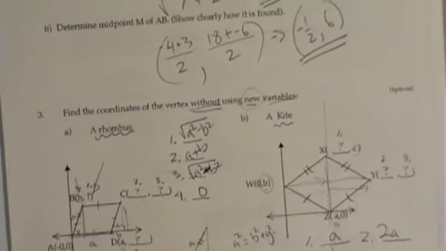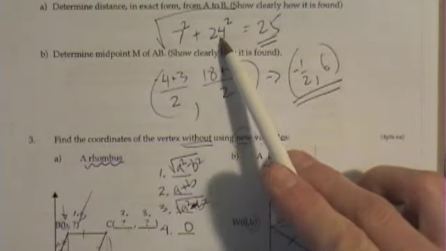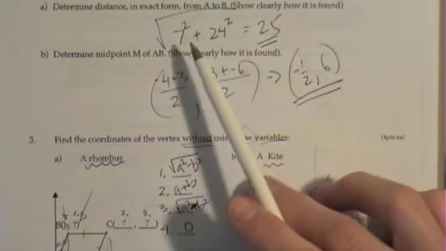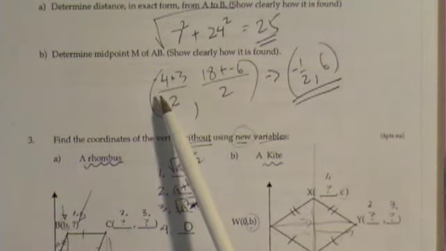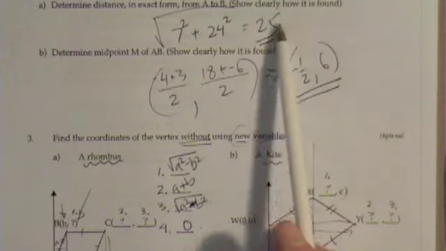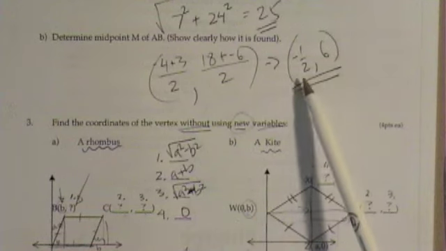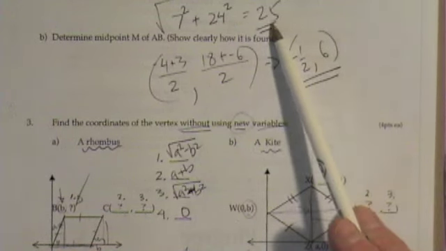This is pretty straightforward. On this page, we're just using the distance formula. We get 25. You can plug it into your calculator. It's worth programming it. Here's the midpoint. We just average the x's and average the y's. Do show your work clearly so I can see how it's found, right? And there's the midpoint, there's the distance.